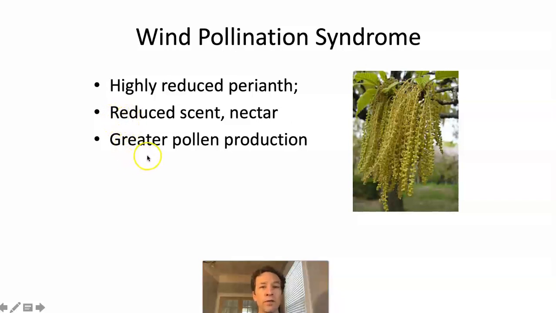But what's important for a wind-pollinated plant is to make a lot of pollen, because it's a very inefficient mechanism. Most of the pollen seems to end up on my car or on my deck or on my bed if I have the windows open. So not much of it is going to reach flowers of the same species. Plants compensate for this by simply making a lot more pollen.